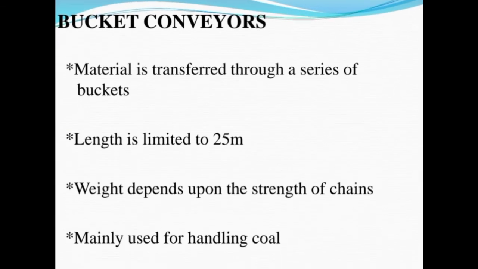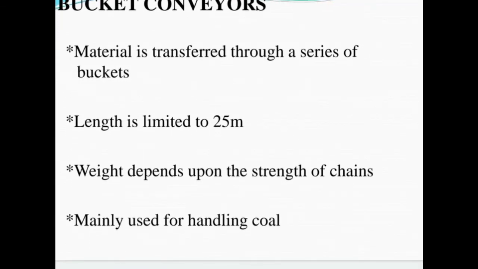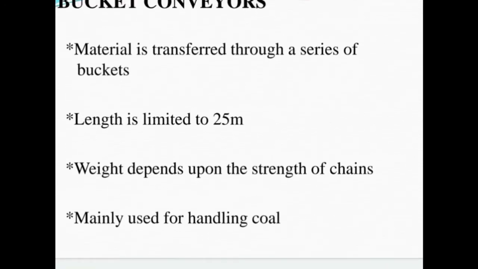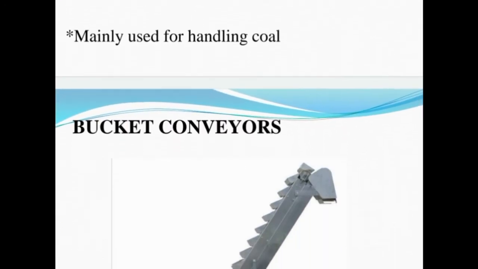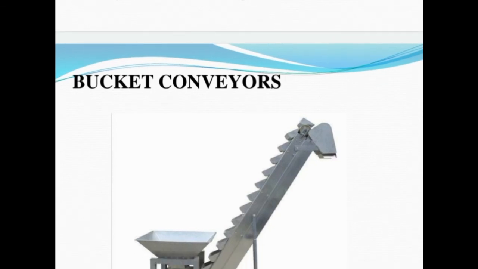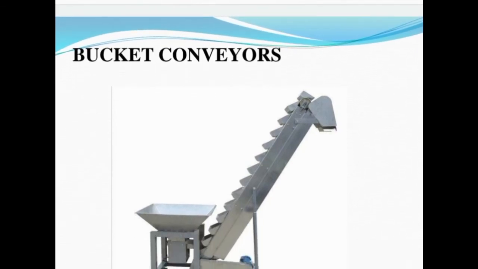From the name itself, we can know that buckets are used for the transportation of materials from one place to another. Materials are transferred through a series of buckets. The length of bucket conveyors is limited to 25 meters, and the weight capacity depends upon the strength of the chains used in the bucket conveyors. Mainly it's used for handling coal, tar, etc. And this is the pictorial representation of the bucket conveyor, which is used in the construction industry to transport materials from one place to another.